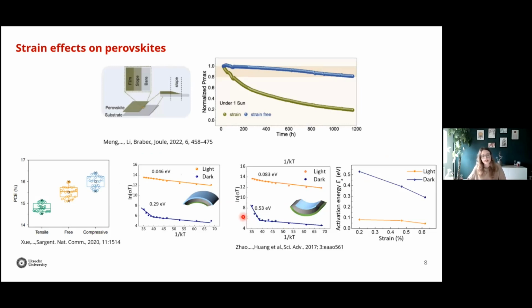In this slide, I just picked three representative works where they show the effect of strain. But there are, of course, many more that you can find in the literature. The effect of strain on these perovskites is shown in this paper, where they look at the effect of strain on top of the film, so very far from the substrate, and then in the slope.